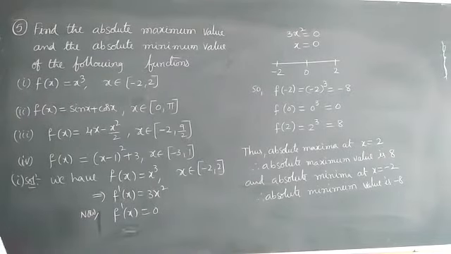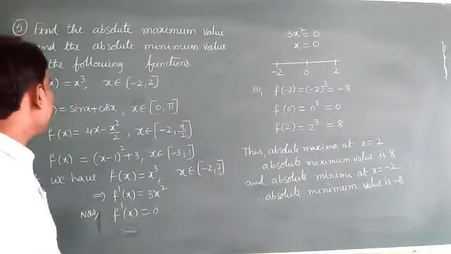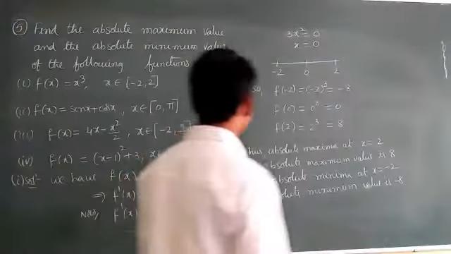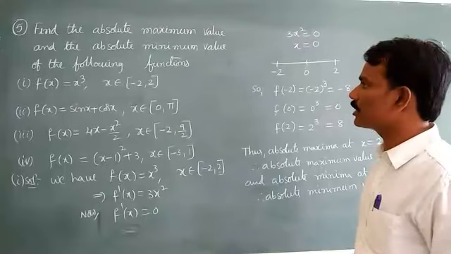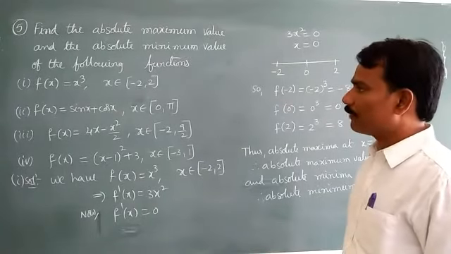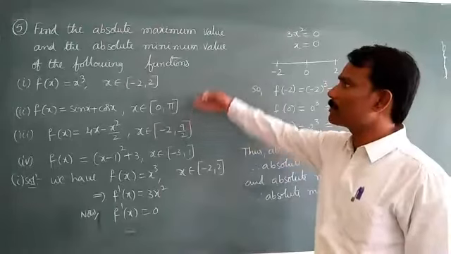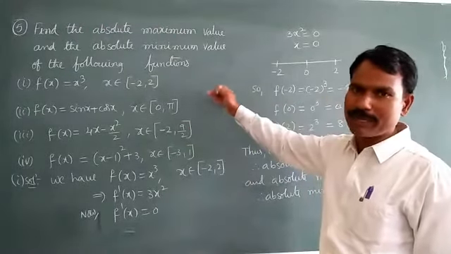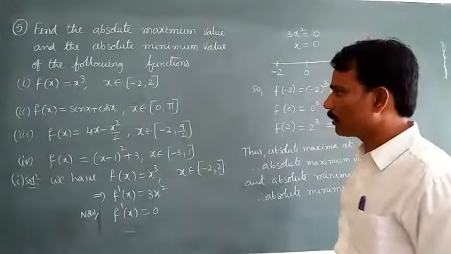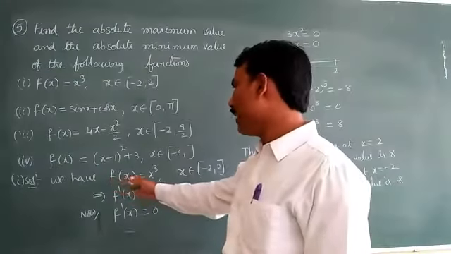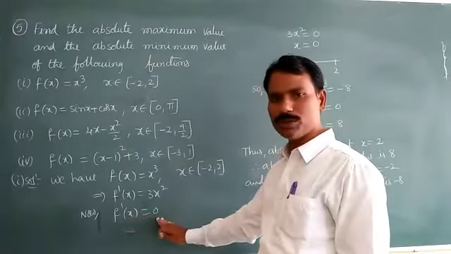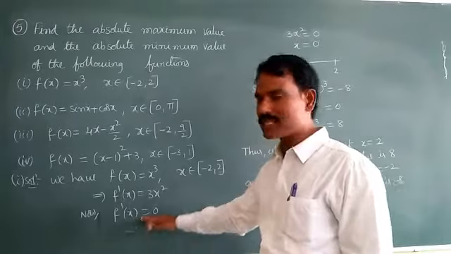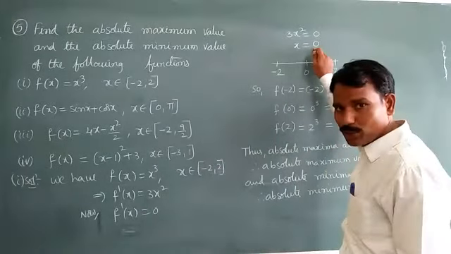Students, next fifth one. Find the absolute maximum value and absolute minimum value of the following functions. f of x is equal to x cube, x belongs to the closed interval minus 2 comma 2, and so on. There are four problems in this fifth one. In that first one, we have f of x is equal to x cube. f dash of x is equal to 3x square. f dash of x equal to 0. By taking this condition, we got the critical point x is equal to 0.